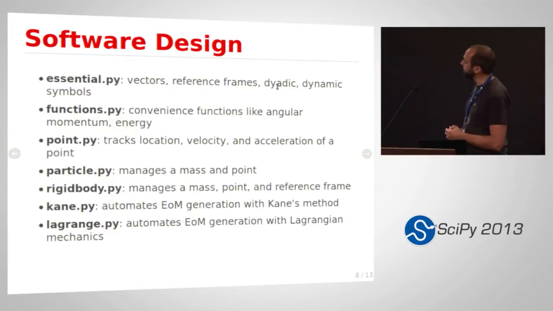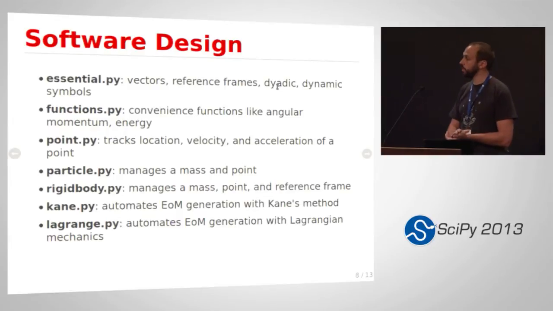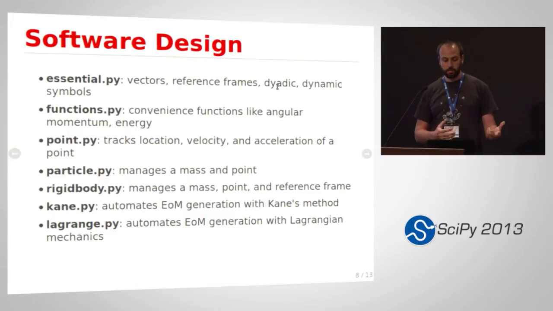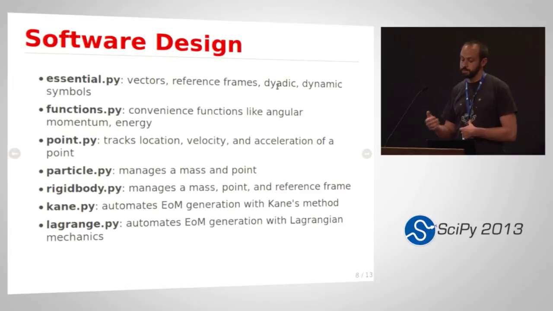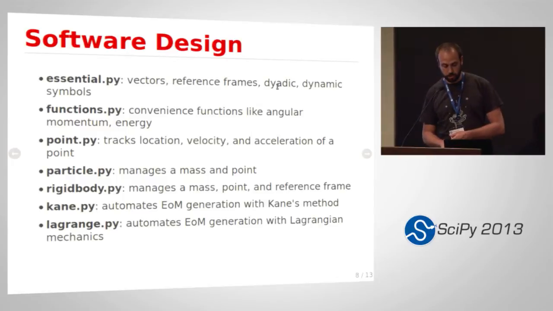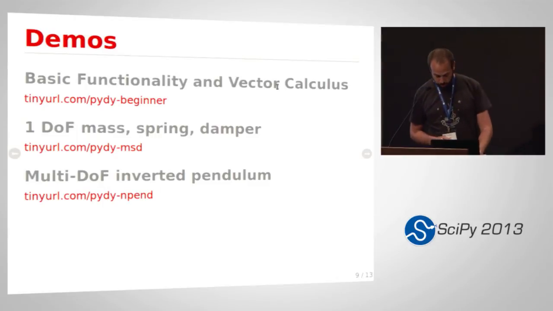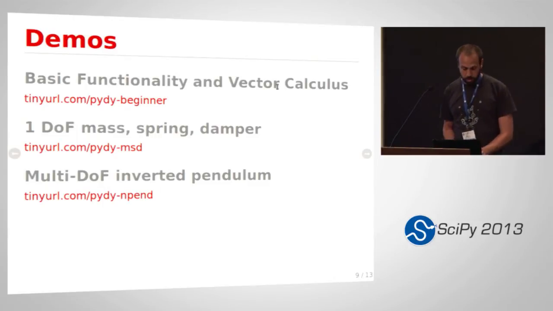And then we have the next three, point, particle, and rigid body, which start to handle the physical pieces. Points help you track the location of points in space and their velocities and accelerations. And then particle and rigid body are the two concepts. Those are the fundamental pieces in rigid body dynamics. A particle has a mass and a point, and a rigid body has a mass, a center of mass, and a reference frame attached to it, and it can rotate. So those track that information. And finally, we have these two modules that sort of implement the automatic equation of motion generation from the kinematics that you provide. So I'm going to jump into sort of three demos to give you an idea of how the software works.